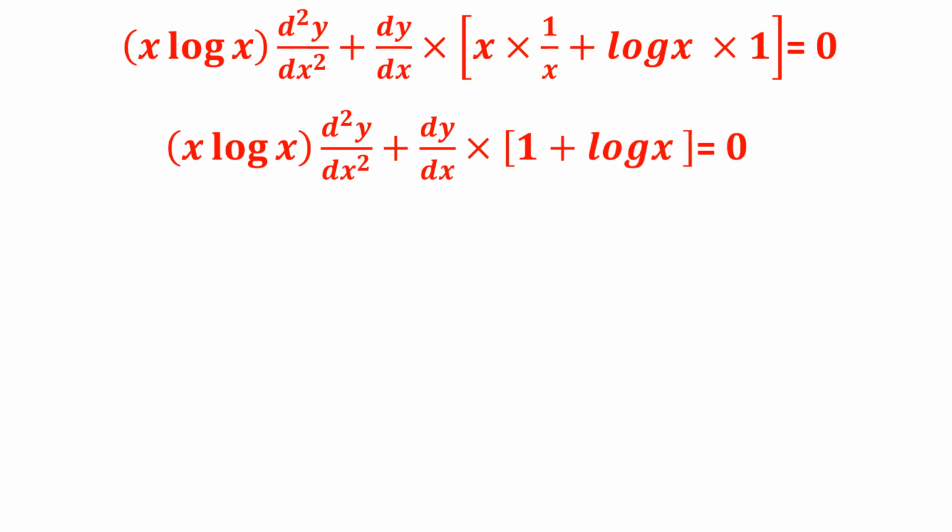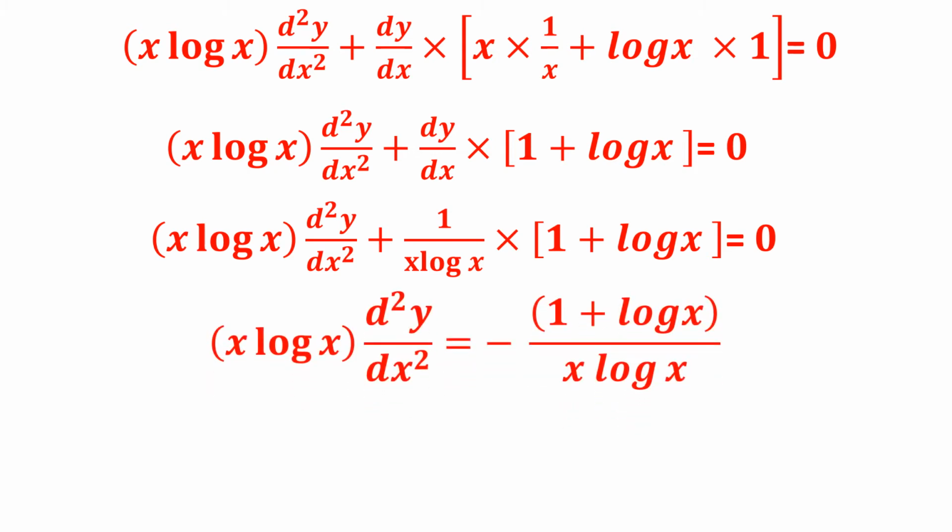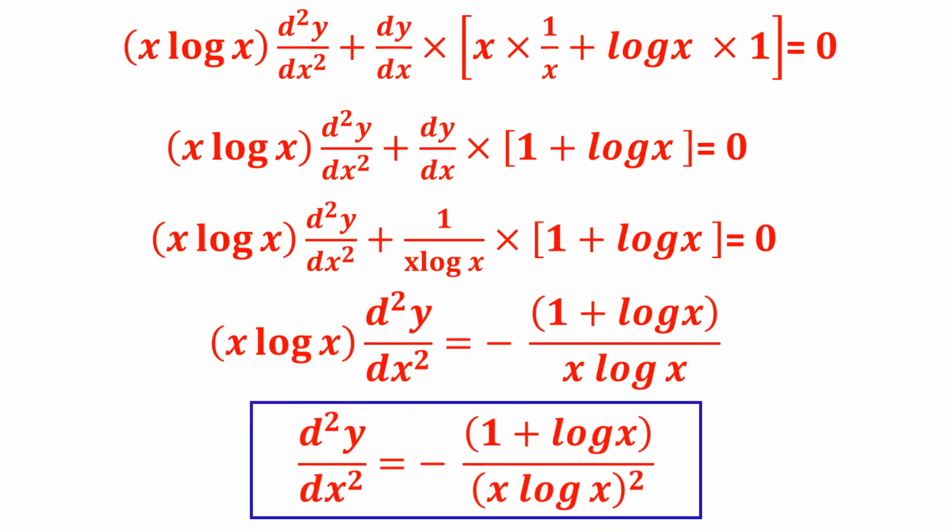You are getting here x log x into d square y by dx square plus dy by dx into (1 plus log x) is equal to 0. Now, substitute for dy by dx. It is 1 by x log x, already we had it. Where it can be pushed to the right hand side, it will become minus of (1 plus log x) by x log x. By pushing x log x to the right hand side, the second derivative is minus of (1 plus log x) upon (x log x) the whole square. Therefore, by simplifying the first derivative by doing the cross multiplication, we have found the second derivative in an easy method.